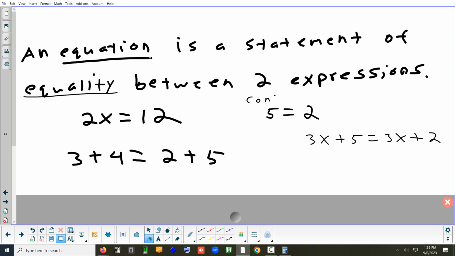That's a special situation, and it's not true. That's called a contradiction. A contradiction is an equation that is not true, and there is no way to ever make it true.